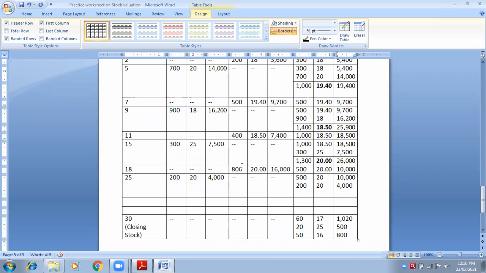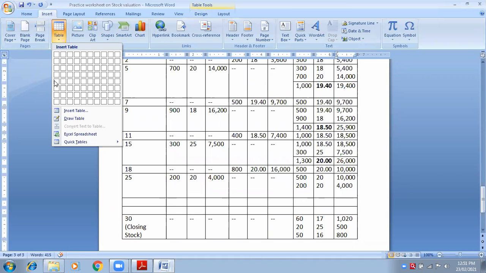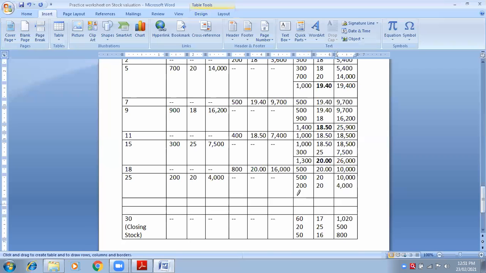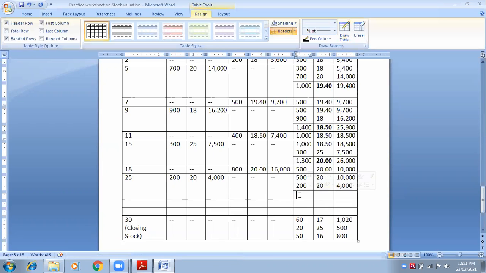Next, we have to now literally add them. 700. So total quantity is 700. Total amount is 14,000. So 14,000 divided by 700, 20.00. Again, this is known as weighted average rate. Okay. Now you can close down the date because 25th transactions date is over.